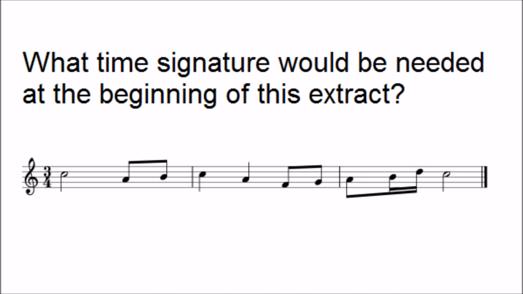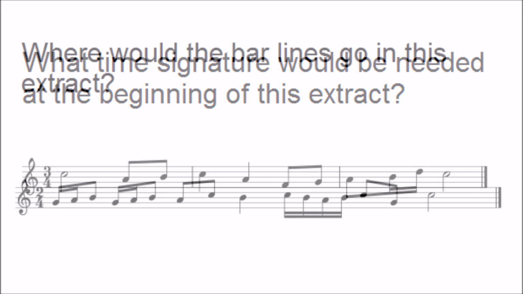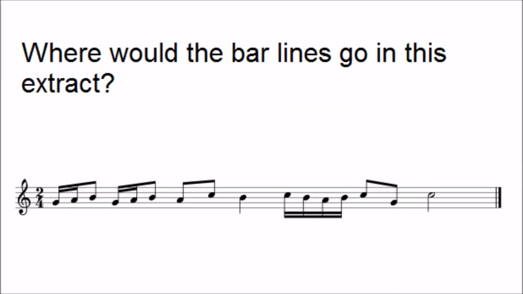Now, where would the bar lines go in this extract? Notice the time signature says 2-4 time. So if we start adding up the notes, we have quarter plus half makes 1 beat. Then again, quarter plus half makes another beat. So that added together makes 2 beats. So the first bar line goes here.